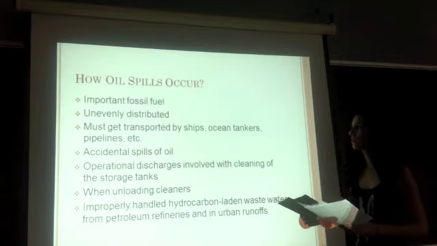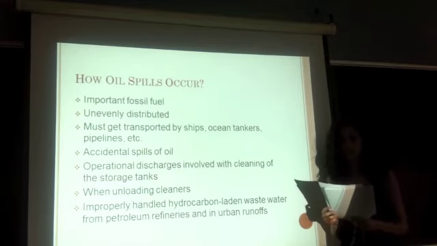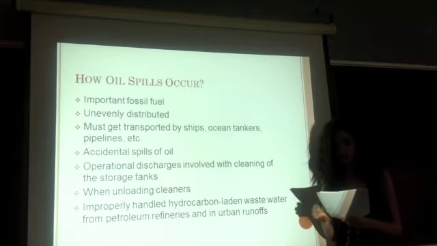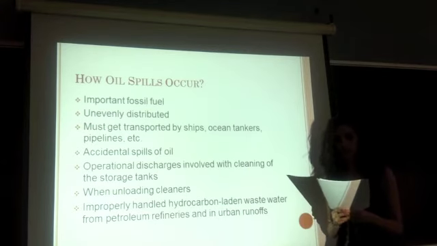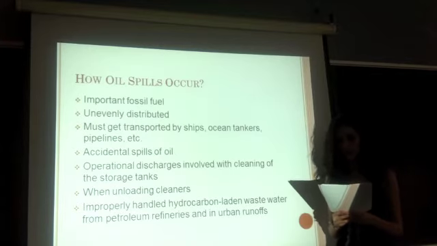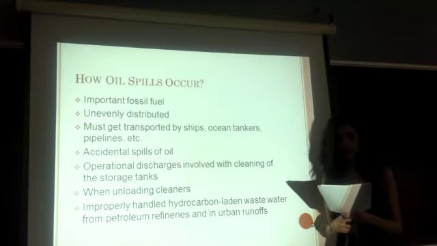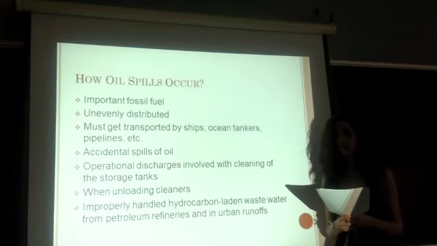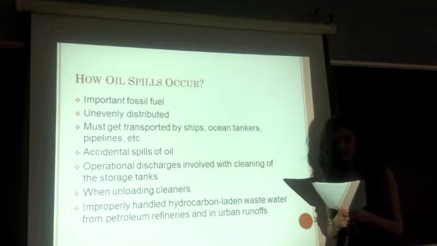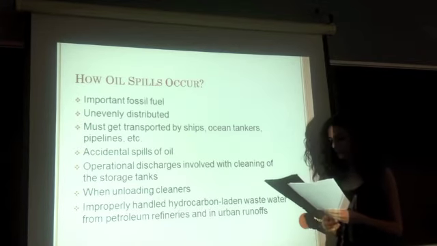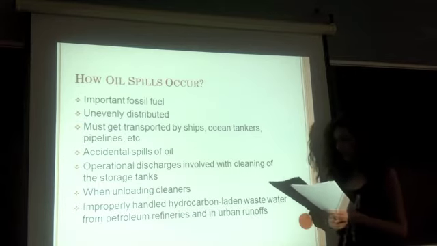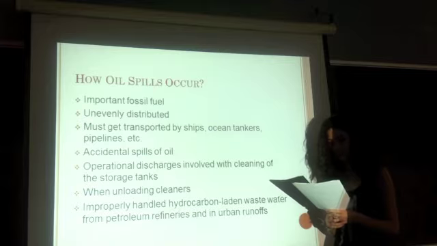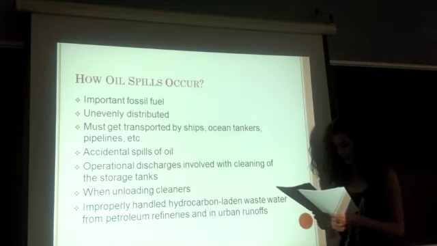The next slide is going to be about how oil spills occur. Oil spills, as mentioned, oil is one of the main sources of energy and an important fossil fuel. Since it's often extracted from places that are far away from areas where it gets cleansed and eventually used, it must be transported in large quantities by ships, ocean tankers, inland water barges, and so on. Any of these transportation systems may release pollution by accidental spills of oil or discharges involved with cleaning of the storage tanks and oil-leaking cleaners.